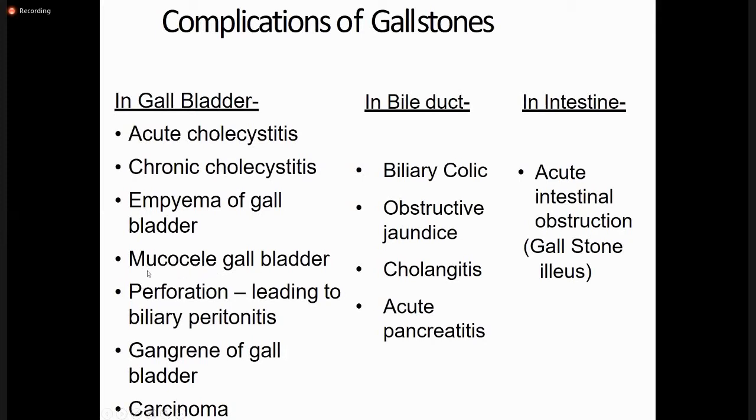Now, due to the distension of the gallbladder, there might be ischemia, and perforation may occur and may lead to biliary peritonitis. There may even be gangrene due to ischemic necrosis of the gallbladder wall, and in the long term carcinoma can occur in the gallbladder. In the bile ducts, you may have biliary colic, or you may even have obstructive jaundice, cholangitis, or acute pancreatitis. In the intestine, it may present as acute intestinal obstruction due to gallstone ileus.